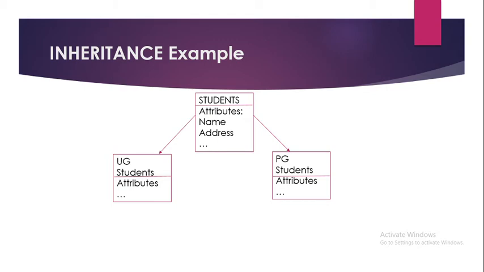If I want to have general attributes, I can create an object of a student class. If I want to be a specific UG student, I can create an object of this UG student class or PG student class. Further, this is a hierarchical structure. This is my base class, which has two child classes. We can say this is derived class 1, this is derived class 2, and this is my base class.